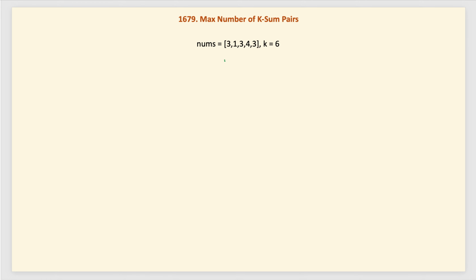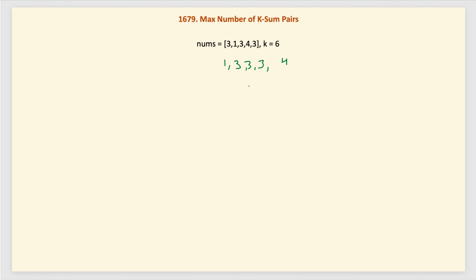If we sort these nums, the indexes, the relative order, doesn't matter. We have to find two numbers which sum to k and delete them, and we have to find all such pairs, the maximum number of pairs we can form. So first, if we sort, this will become 1, 3, 3, 3 and 4.